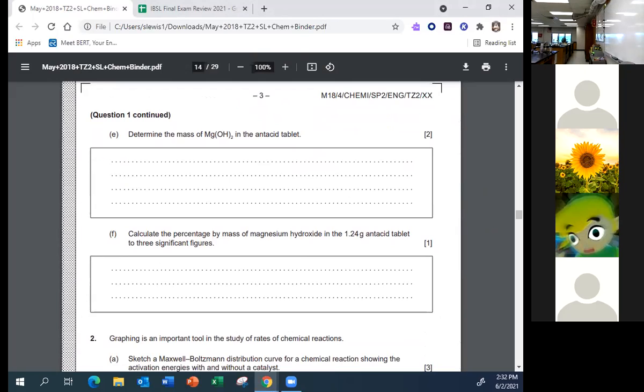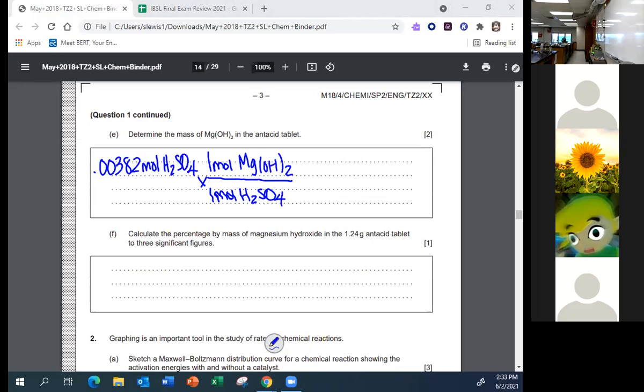Determine the mass of magnesium hydroxide in the antacid tablet. We never figured out the mass or the moles of magnesium hydroxide. The only thing we do know is that we had 0.00382 moles of H2SO4 that reacted. Using our balanced chemical equation, for every 1 mole of H2SO4 that reacts, we react 1 mole of Mg(OH)2.